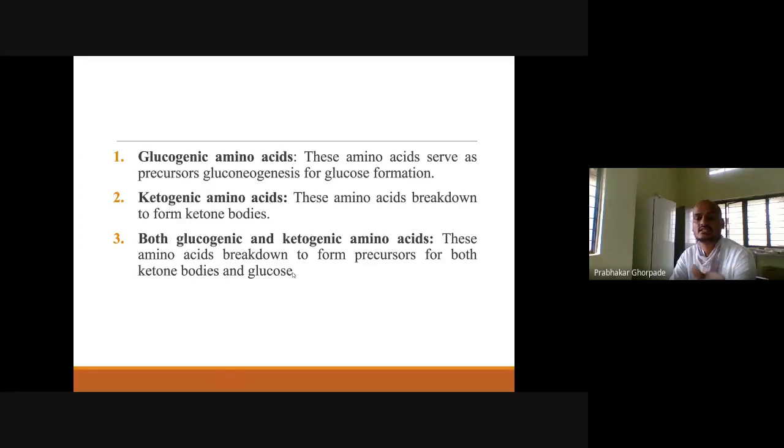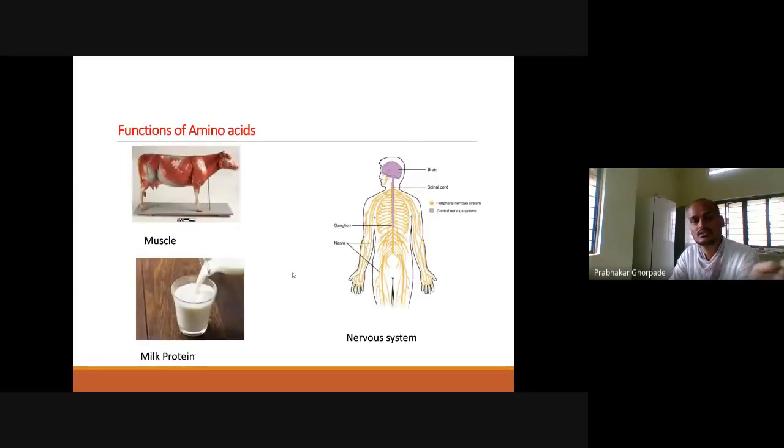So these are the amino acids which form glucose as well as the ketone bodies, right? So this is the classification and function of amino acids. When we say amino acid, what is its function? So we have here an animal model. Its muscles are mostly made up of protein molecules, right?